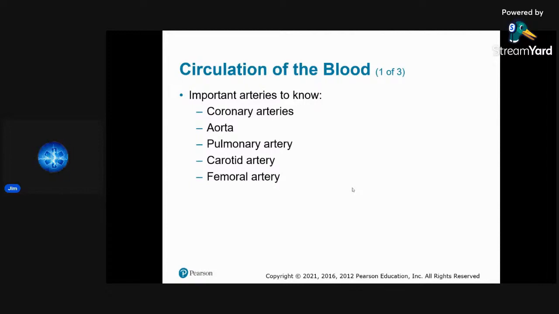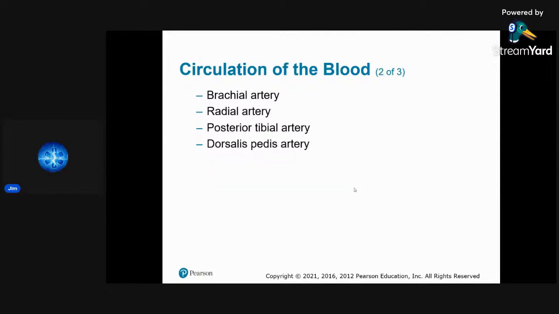The carotid arteries are on both sides of your neck, and they supply your face and your brain with its blood supply. The femoral artery runs down the inside, or the medial aspect, of your thighs. The brachial artery is right up here by your bicep. And of course, the radial artery is the one we always feel for when we check a pulse.